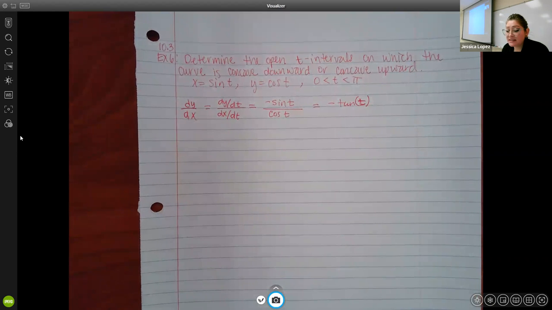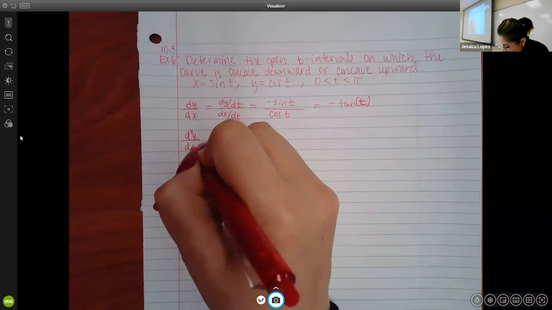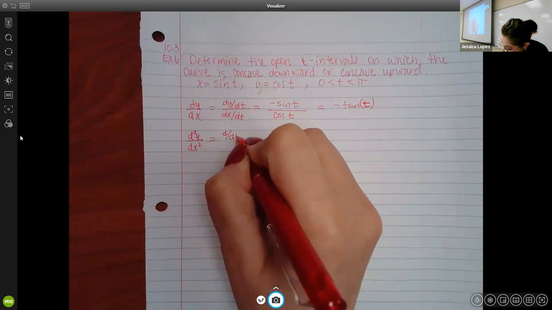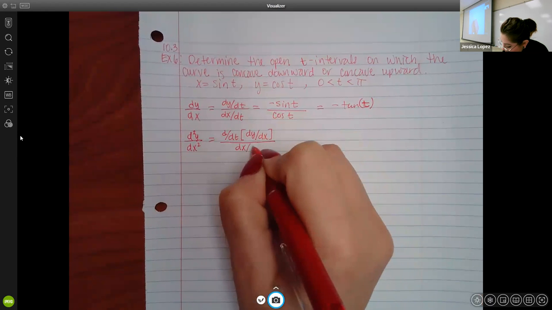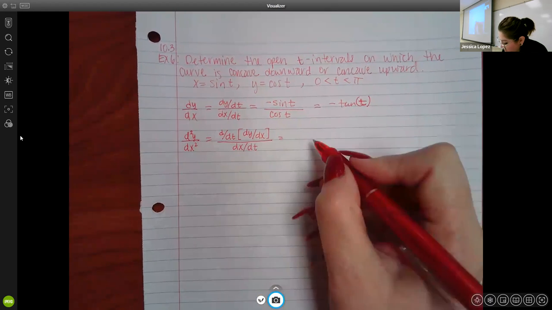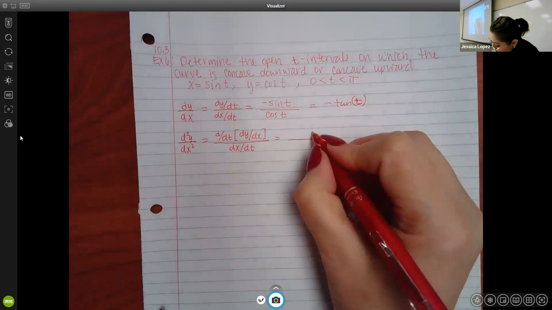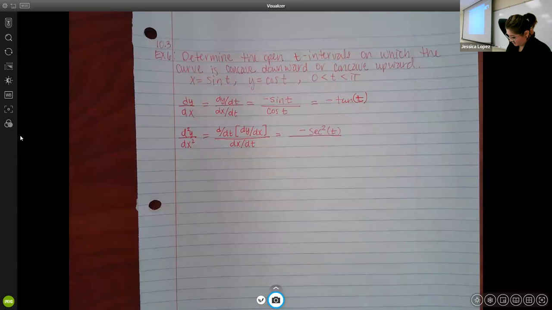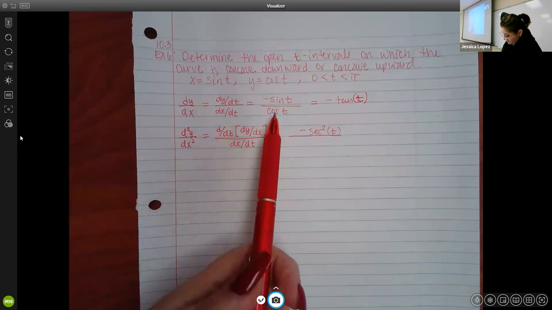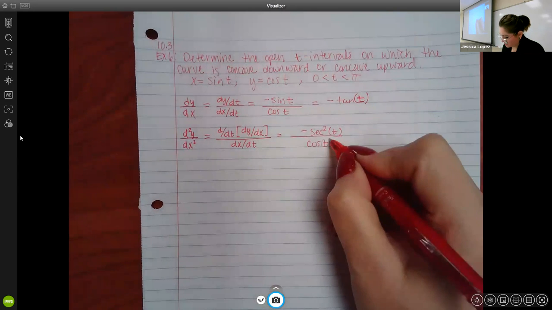Okay, now the second derivative is not negative secant squared t, right? That's not how you find the second derivative. You don't take the derivative of this, okay? You have to apply that rule. So if I want to find the second derivative, I have to do d/dt, the derivative of dy/dx, over dx/dt. So I do have to take the derivative of this. It's just that's not the only thing I need to do, right? So the derivative of tangent is secant squared. But because it was negative in front, I'm going to have negative secant squared. And then dx/dt, I already have it on my paper. That's cosine. You can put this one in parentheses too if you want to be consistent.